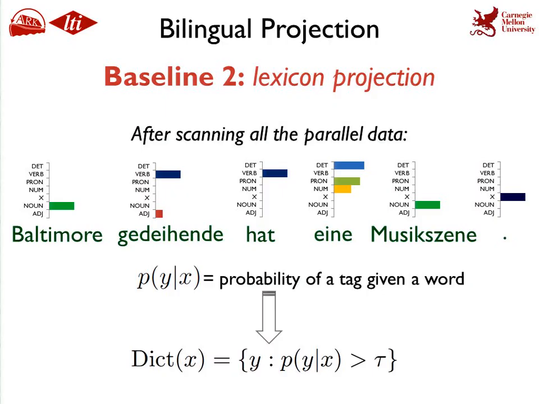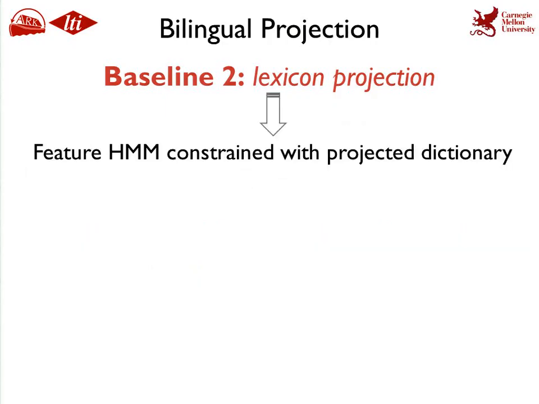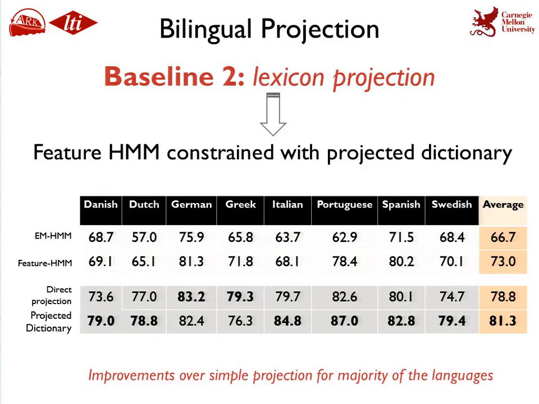And when we constrained our feature HMM with such projected dictionaries, it turns out that you get improvements for 6 out of 8 languages, which is encouraging, saying that type level projection is better than doing direct projection across just tokens.